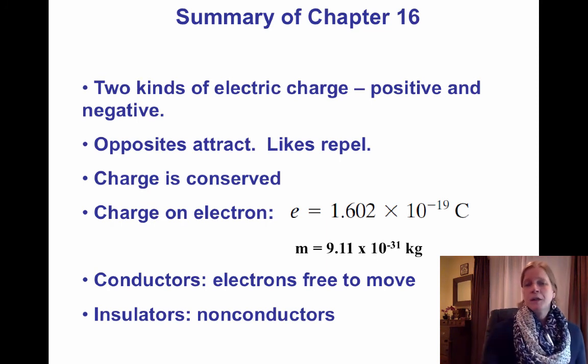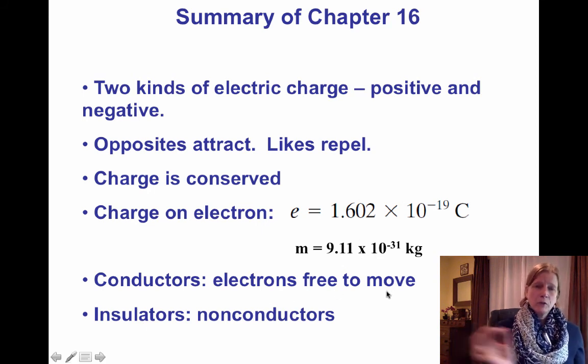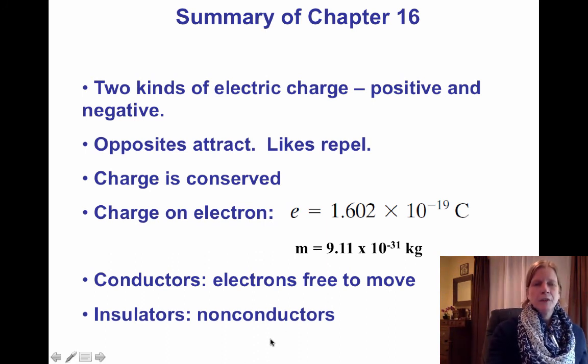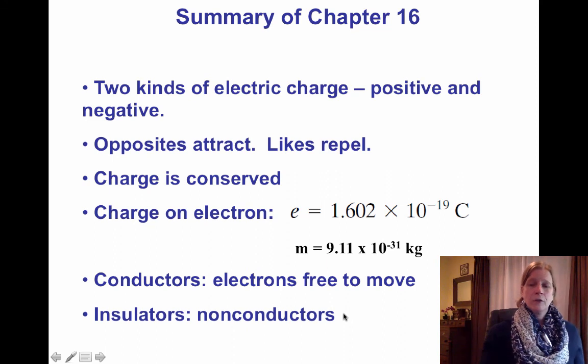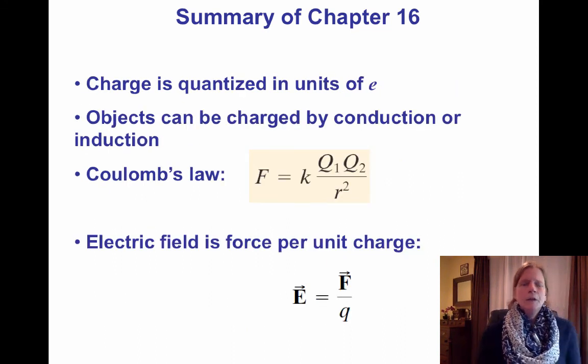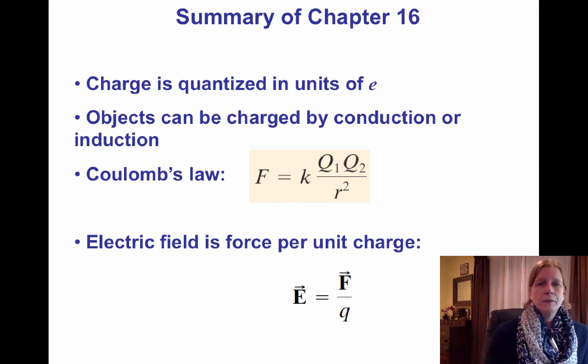All charge comes in multiples of the charge on one electron, which is equal in magnitude to the charge on one proton, except for an electron it's negative, for a proton it's positive. I've thrown in the mass of an electron there as well, just for reference. In a conductor, the electrons are free to move from one atom to another. In insulators and non-conductors, the electrons do not readily move from the atom. There we have again, charge is quantized.